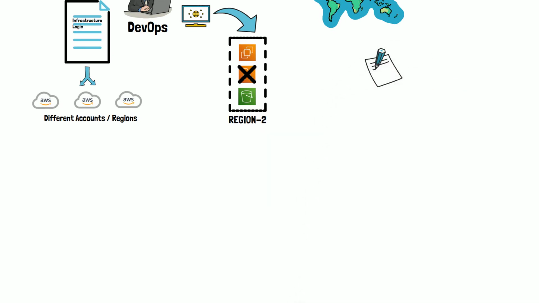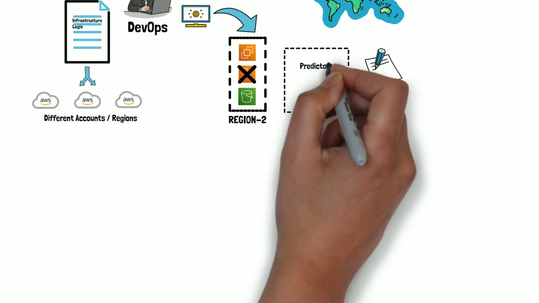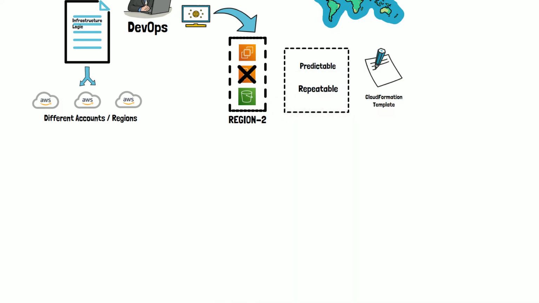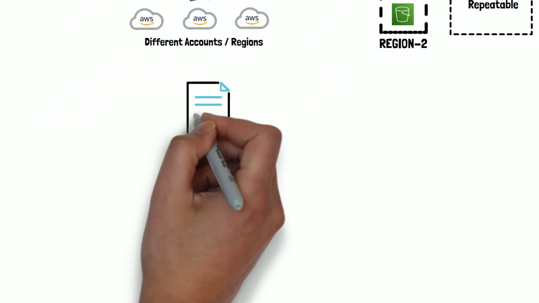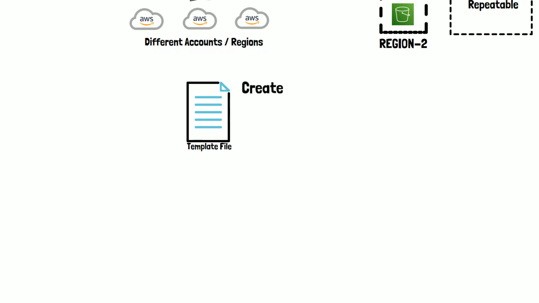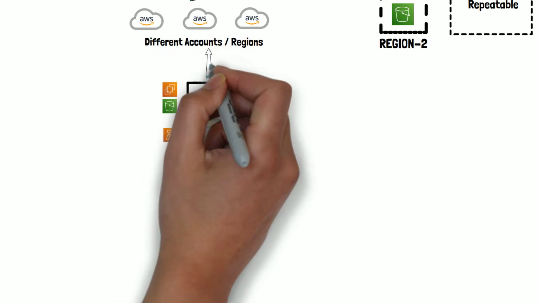AWS CloudFormation enables you to create and provision AWS infrastructures predictably and repeatedly. AWS CloudFormation allows you to use a template file to create, update, and delete a collection of resources together as a single unit. Once you create a CloudFormation template for your application, you can replicate the resources described within the CloudFormation template to multiple AWS regions.